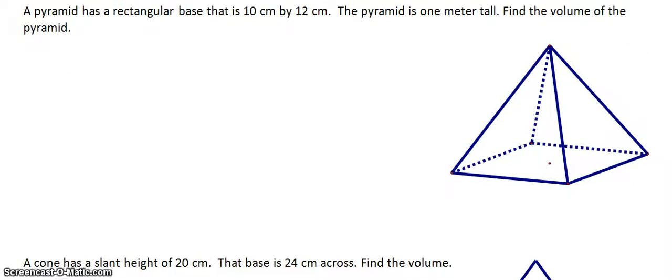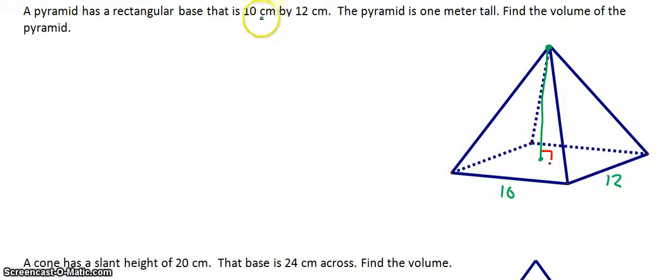Okay, an example: you have a pyramid with a rectangular base that is 10 by 12. So one side of the base is 10, one side is 12. The pyramid is 1 meter tall, which is just the regular height. When I say the regular height, that's the height that's perpendicular to the base. So there's my perpendicular line. It starts at the apex, goes straight down.